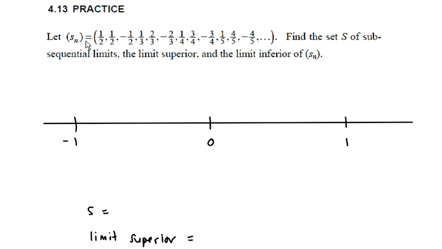Point 13. Let the sequence be given by this element. Find the set S of subsequential limits, the limit superior and limit inferior of the sequence. Now from this we don't yet know how many subsequences there are, so we need to plot each element.